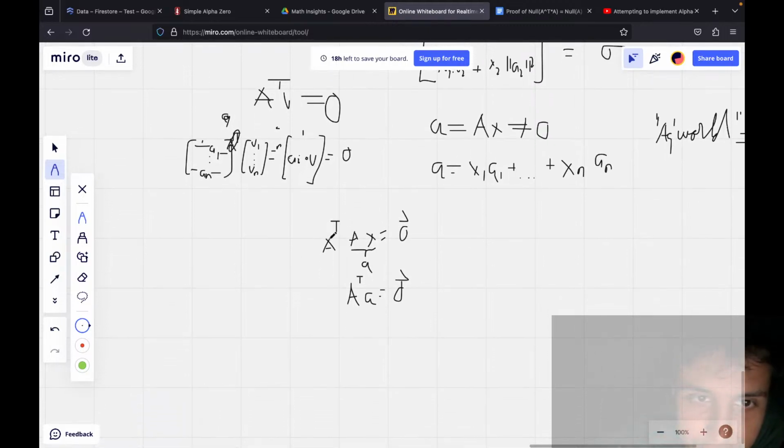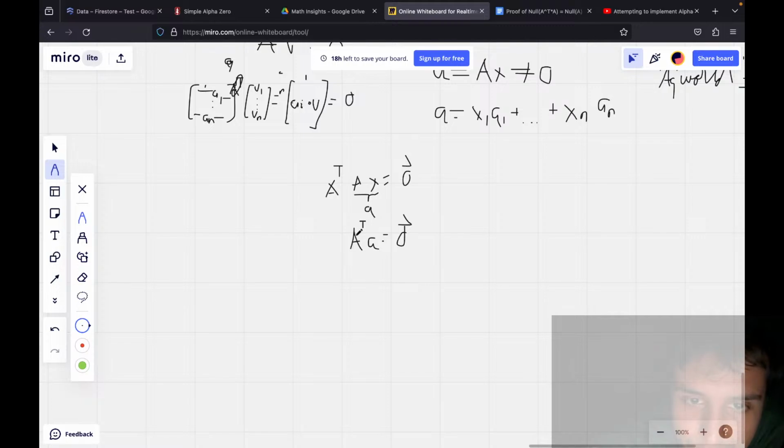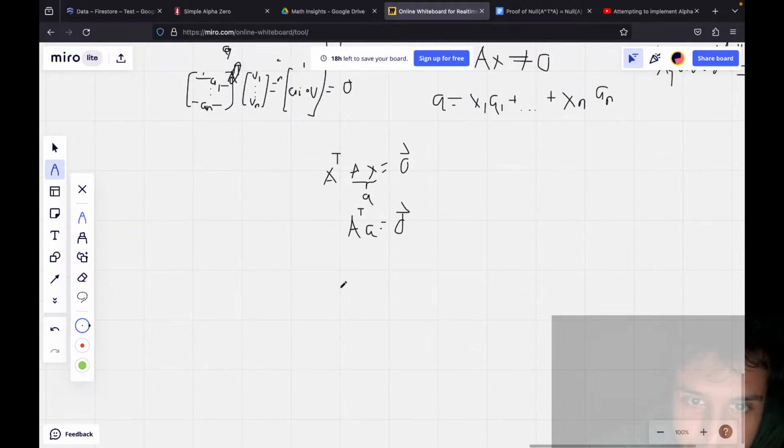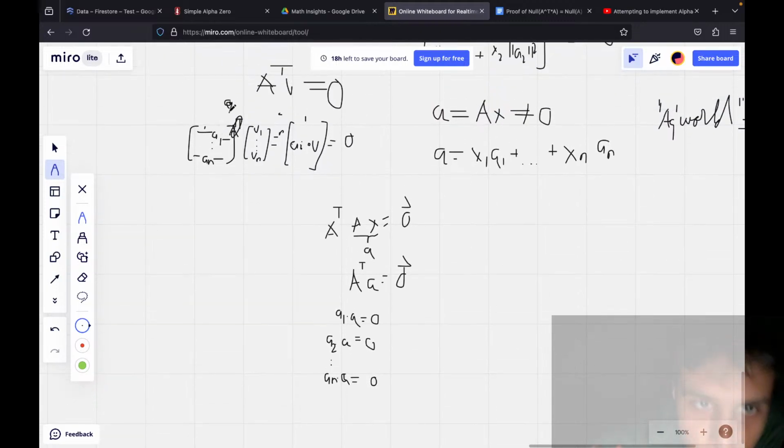I think you're starting to see it. Basically, if A^T a equals 0, that means a1 dot a equals 0, a2 dot a equals 0, dot dot dot, an dot a equals 0. Because that's what it means to be in the null space of A transpose.